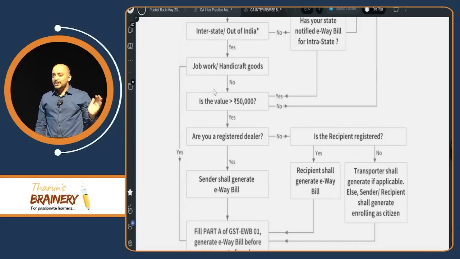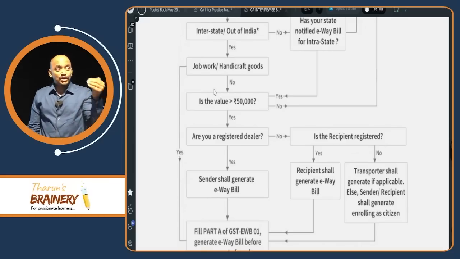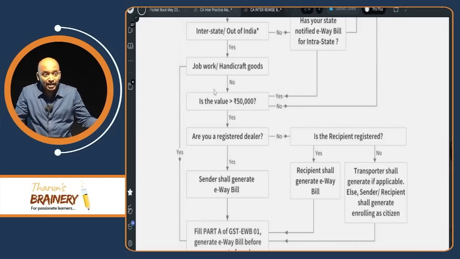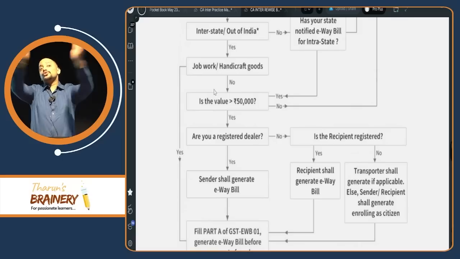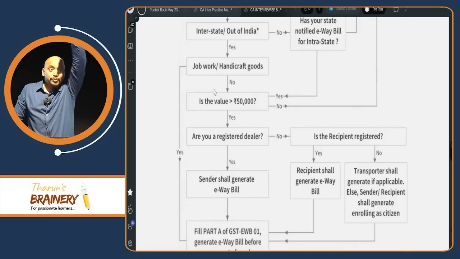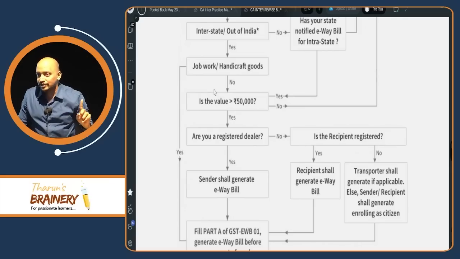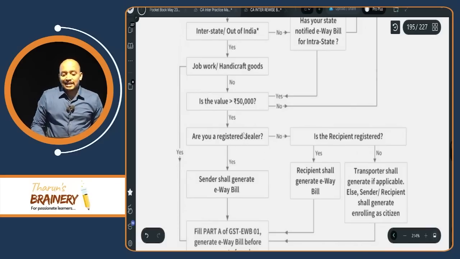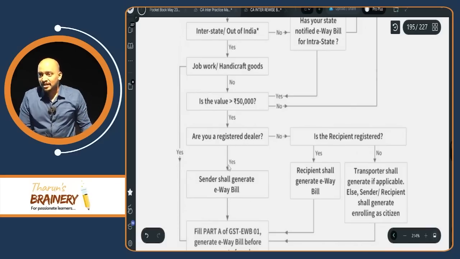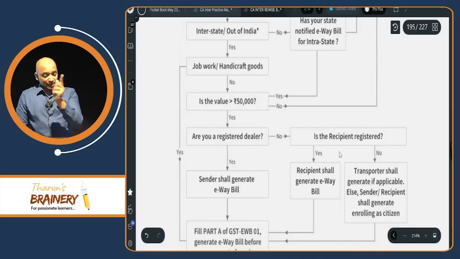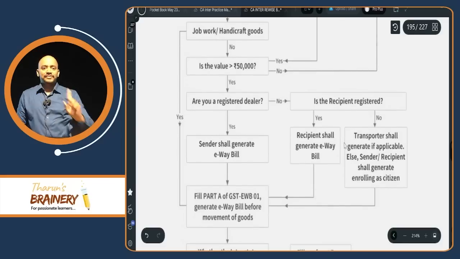You got it? Even though individually the value of goods does not exceed 50,000, so the supplier is not generating e-way bill, but the value of all those goods transported in the vehicle exceeds 50,000, then the transporter has to generate e-way bill. Understood or not? Then, suppose you are a registered dealer, then the seller will generate e-way bill. If the sender or seller is not registered, then we need to check whether the recipient is registered. If the recipient is registered, the recipient shall generate e-way bill.